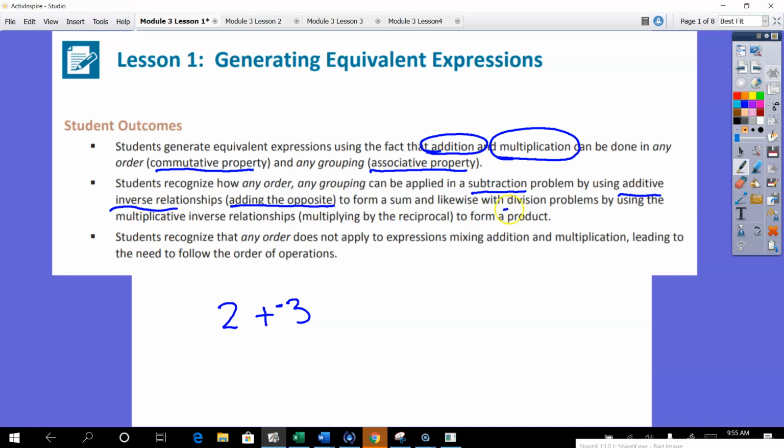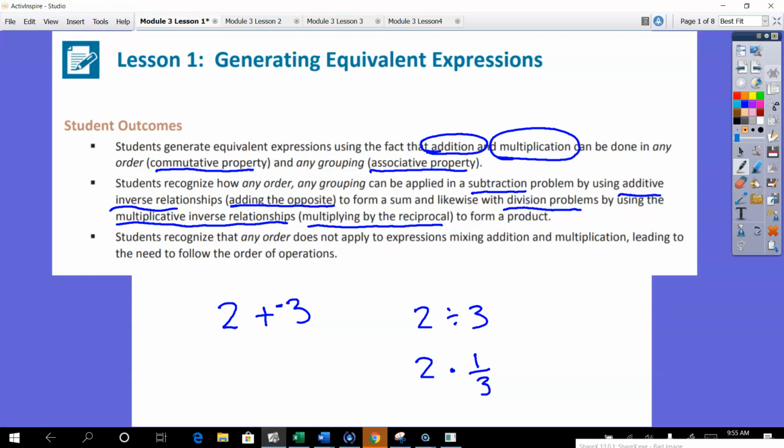And likewise, anytime we have a division problem, we can still use the associative and commutative property as long as we use the multiplicative inverse relationships, which are multiplying by the reciprocal. So if we had 2 divided by 3, we would say 2 times 1/3 is the same thing, okay? And then we could use the commutative or associative property.